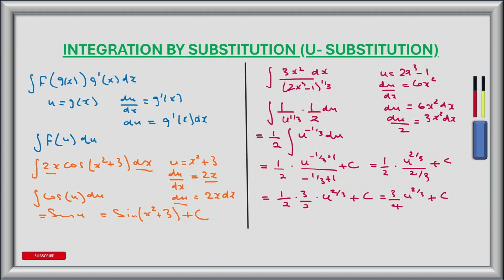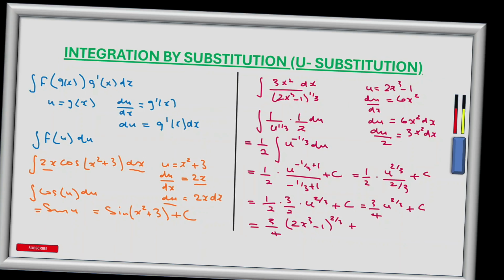So if we now substitute back in for u, we get 3/4 multiplied by, and u is 2x cubed minus 1, so (2x cubed minus 1) to the power of 2/3 plus a constant.